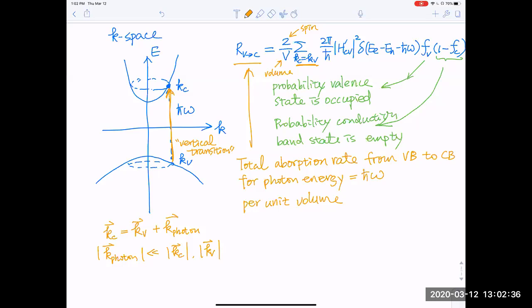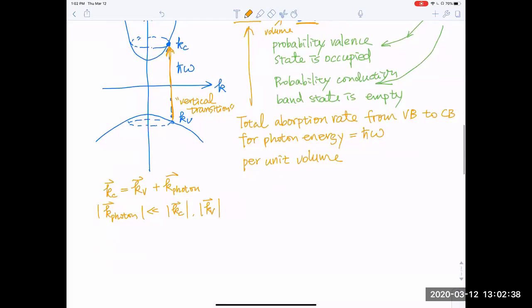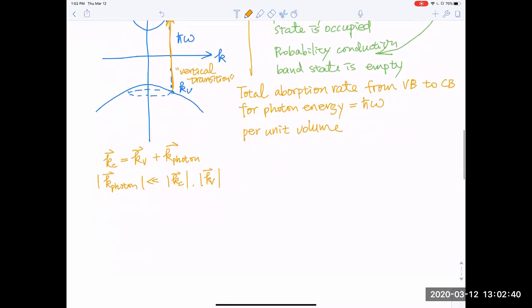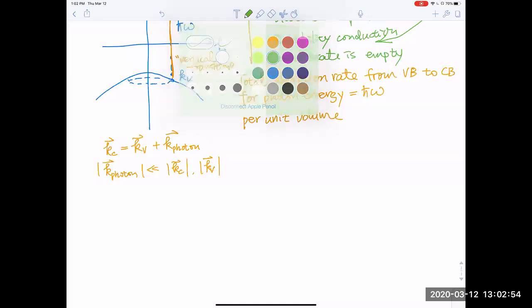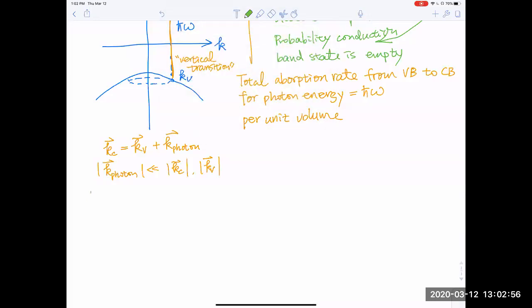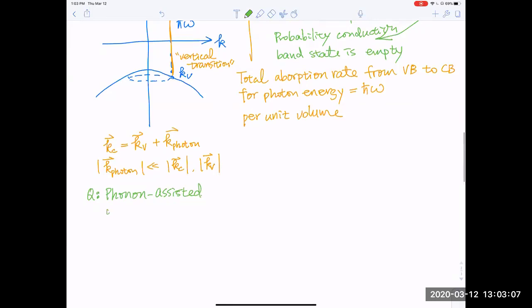Phonon can assist. So you are asking a follow-up question: what about phonon assisted transition, optical transition?